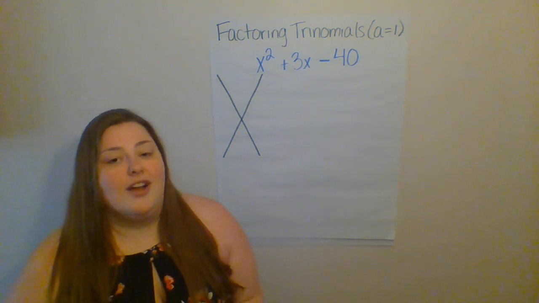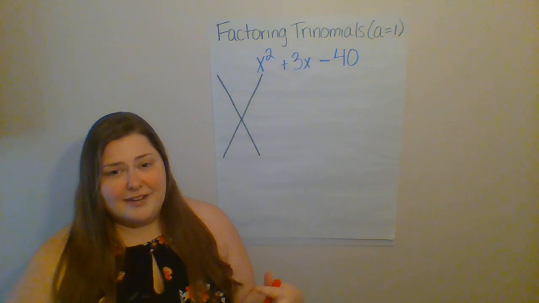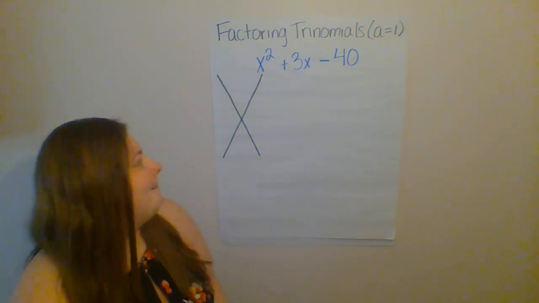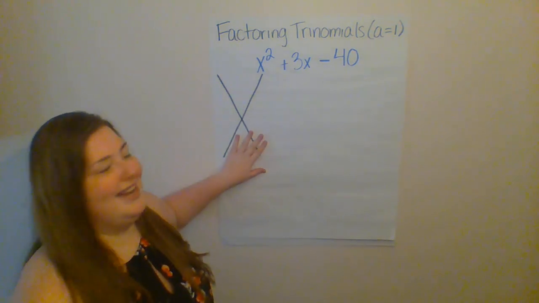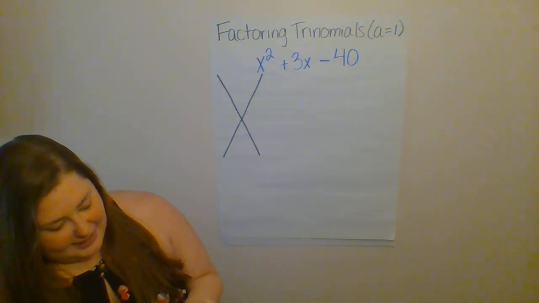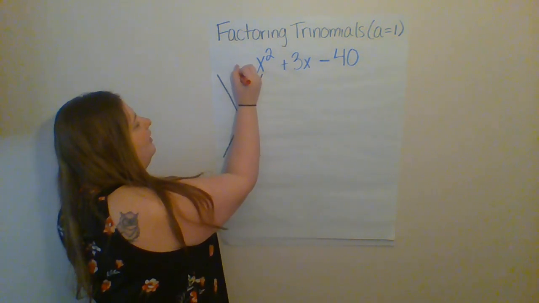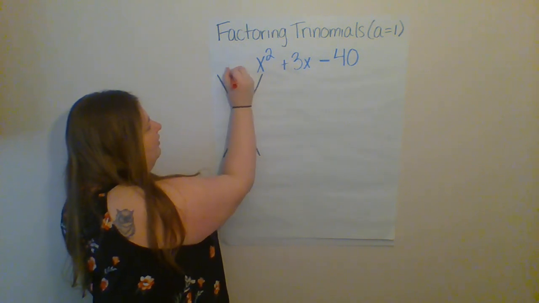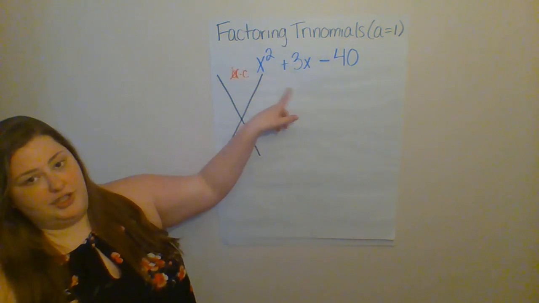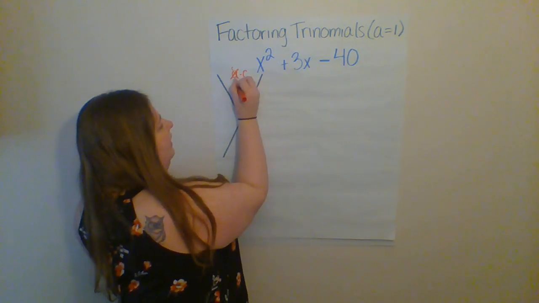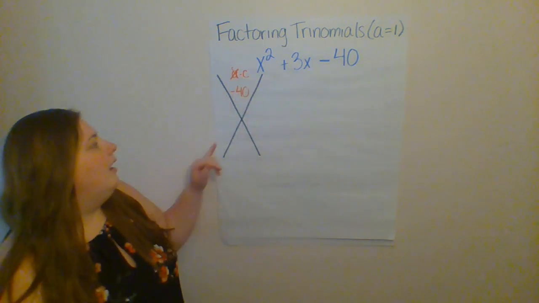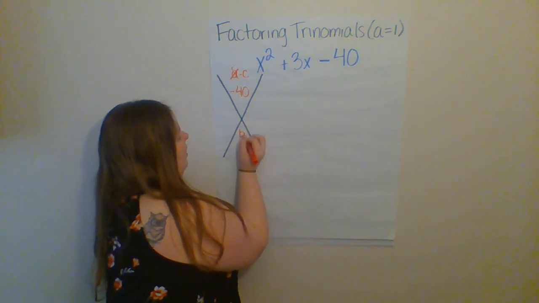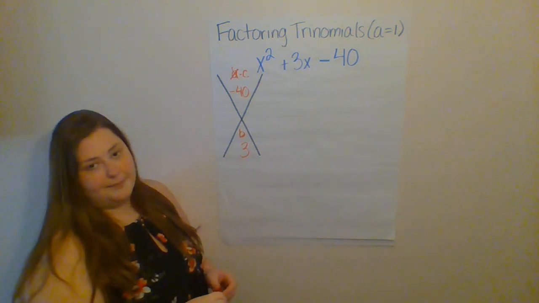The method that I'm using is called the diamond method or the AC method. There's a bunch of different names for it. AC method is probably the most common name for it. Essentially, we have a giant x. In the top of this x, we are going to multiply a and c. Since a is 1, that doesn't really matter. So we're just going to put our c, which is negative 40.